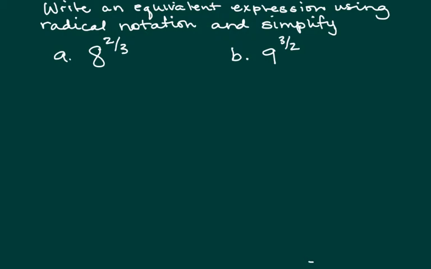Now we want to use radical notation to write an equivalent expression and then simplify. Okay? So what does this tell us? 8 is our base and that becomes our radicand. 3 is our index because that's the denominator. And 2 is the exponent. So we're looking for the 3rd root of 64, which happens to be 4.